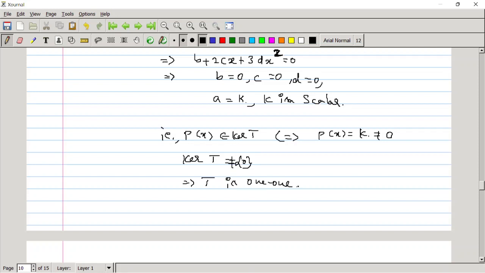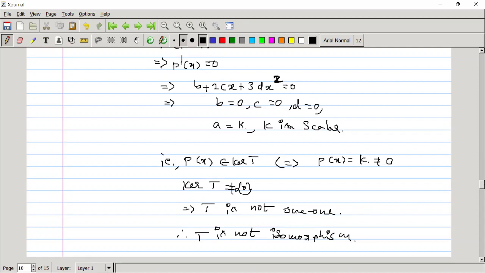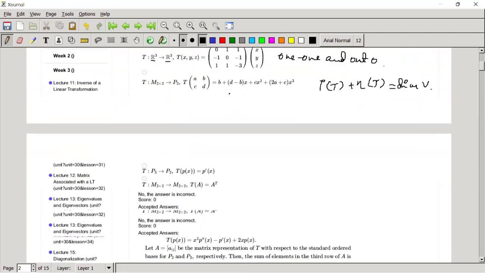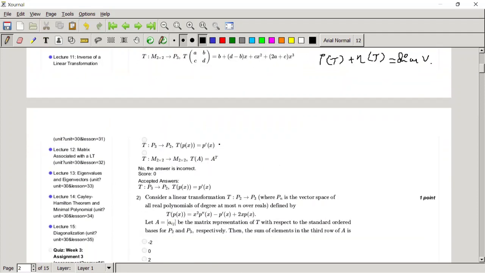To check whether T is an isomorphism, we have to check whether T is both 1-1 and onto. But first of all, it is not 1-1, so whether it is onto or not doesn't matter. T is not 1-1, so we can say T is not an isomorphism. This is what they are asking in the question: which one is not an isomorphism? So option 3 is the correct option.